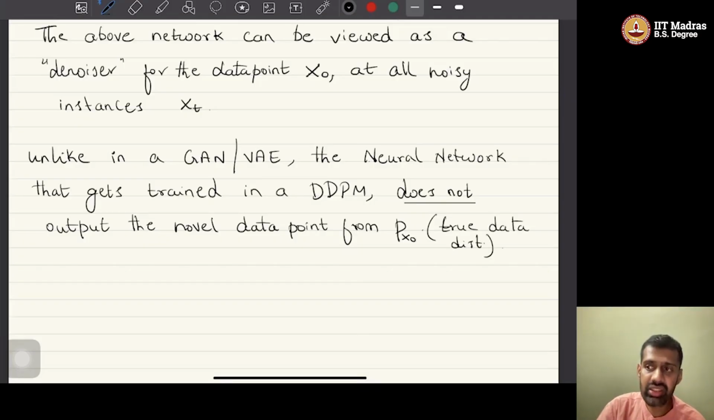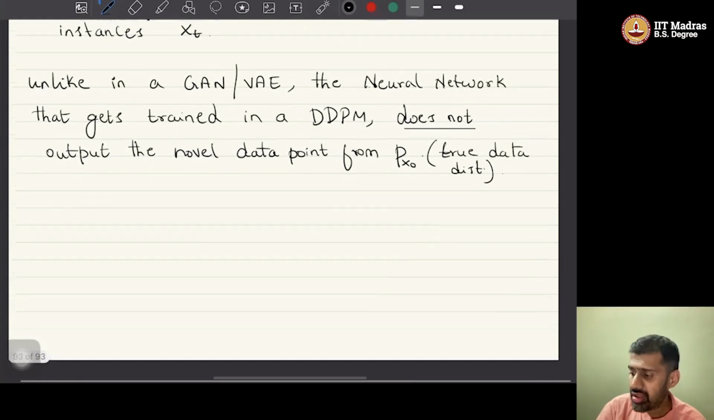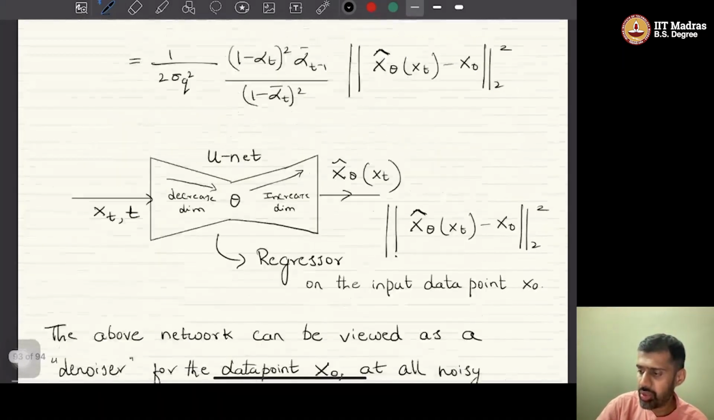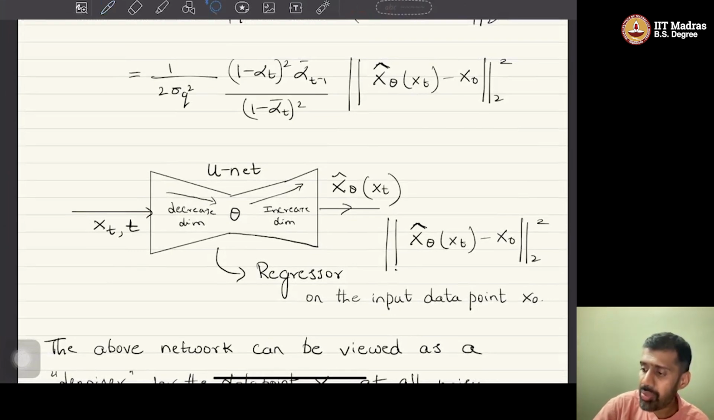So this is one thing to be noted. Now we have everything that we need to train a DDPM. Let me write the training procedure now: how to train a DDPM given a particular data set.